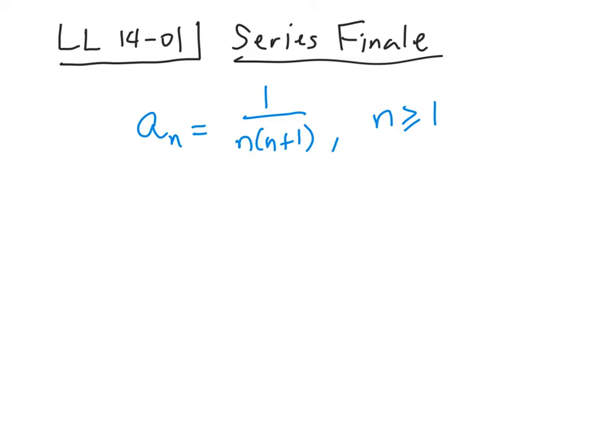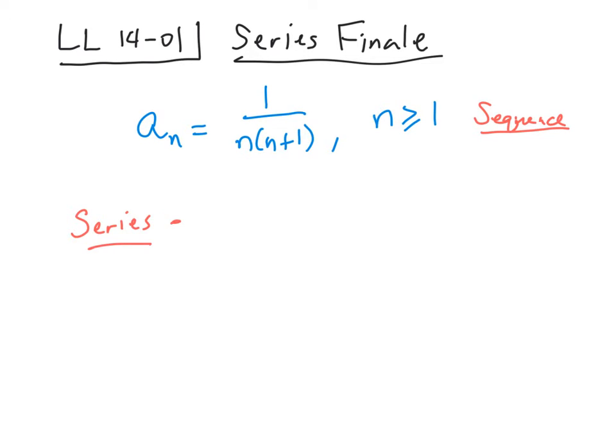So I wrote down this sequence definition. A sub n equals 1 over n times n plus 1 for n greater than or equal to 1. That is called a sequence. It is an infinite list of terms where each term is a real number. So that's a sequence. In this video, we're going to talk about an example of a series.